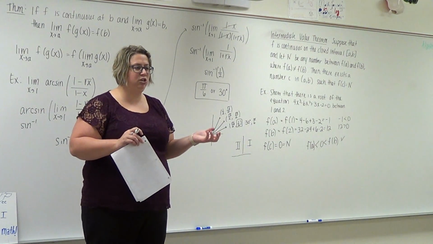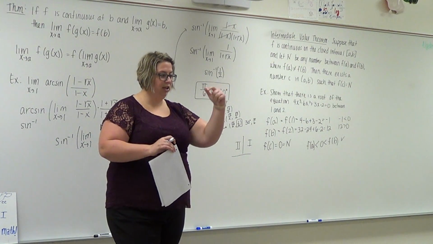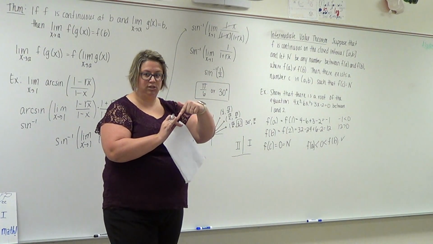How would you know it's actually the root? It's when it gets closer and closer and closer to 0. Because where they're crossing it is at 0. Because it crosses the x-axis.